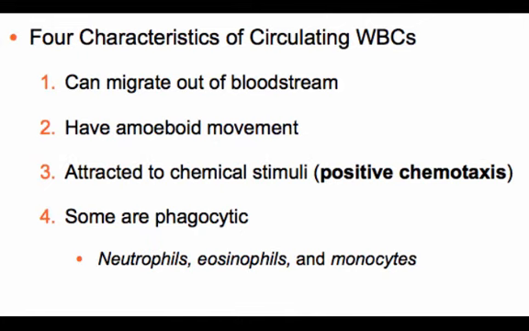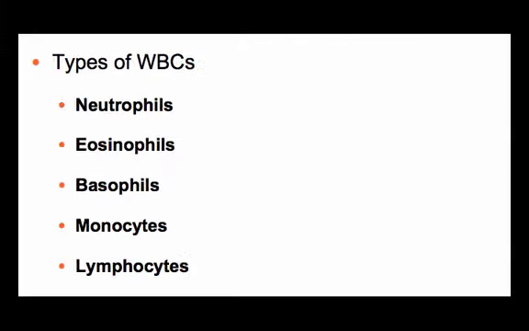There are several different types of white blood cells, but all of them have a few basic characteristics. They can all migrate out of the bloodstream to other tissues. They all have amoeboid movement and are able to move through the tissues. They are attracted to chemical stimuli, a characteristic called chemotaxis, which helps them to find pathogens and toxins. In addition, some of the white blood cells are phagocytic, meaning they will engulf pathogens and wastes. There are 5 different types of white blood cells: neutrophils, eosinophils, basophils, monocytes, and lymphocytes.